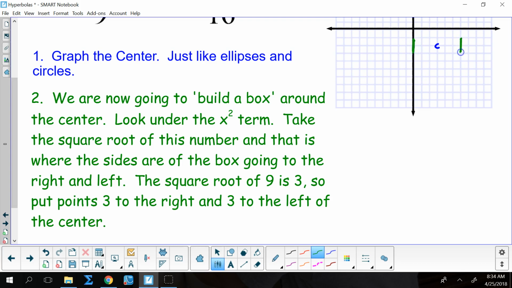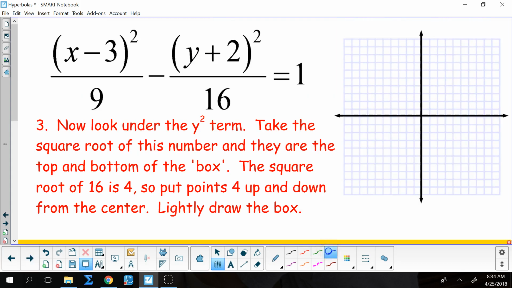But the difference is, because we're building a box, I'm going to draw walls in over there, and I'm going to do it lightly. I don't want to do it fully dark because I want to be able to see my actual hyperbola. So right there, that's all I know yet, because I don't know how much I have to go up and down yet. So I'm just going to put little ticks over there as to where the left and right sides are. So we had a center here, a wall there, and a wall there.